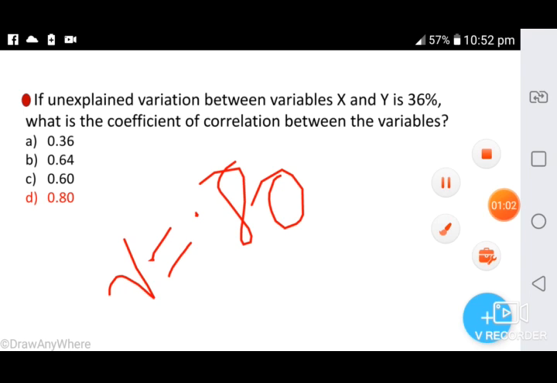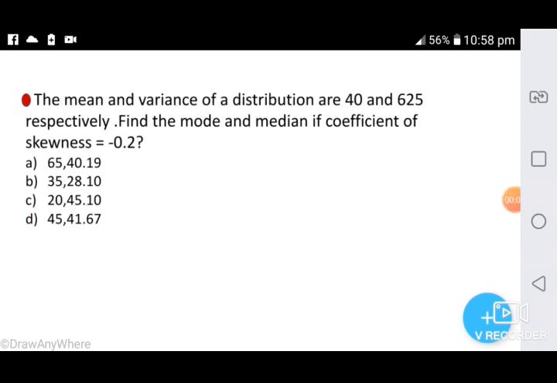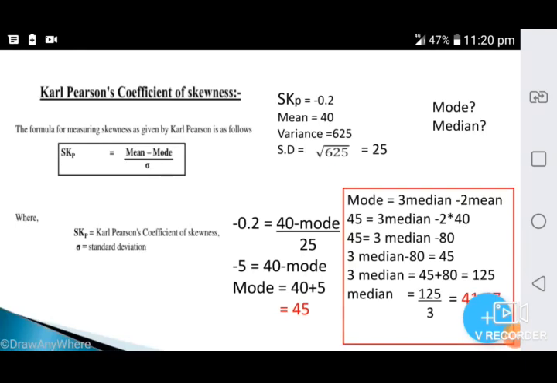Next question. The mean and variance of a distribution are 40 and 625 respectively. Find the mode and median if coefficient of skewness equals negative 0.2. The formula for measuring skewness is given by Karl Pearson. Coefficient of skewness, Karl Pearson coefficient of skewness SKP, equals mean minus mode divided by standard deviation. In this question, Karl Pearson coefficient of skewness SKP is given, that is negative 0.2.